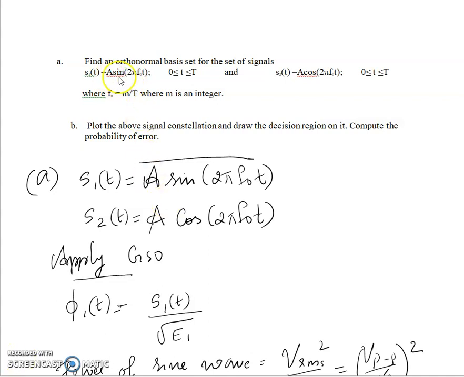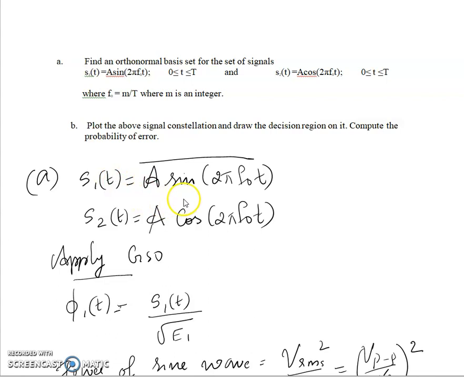Given two sets of signals, S1 of t is A sin 2 pi f0 t and S2 of t is A cos 2 pi f0 t, and also given f0 equal to m by T, where T is the total time period of the signal and m is an integer. You need to first find out the orthonormal basis. Also you have to plot the signal constellation and compute the probability of error.